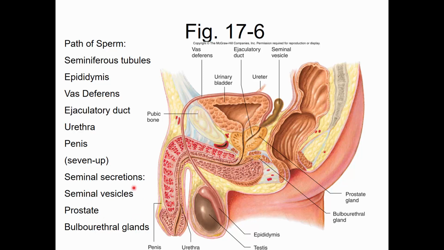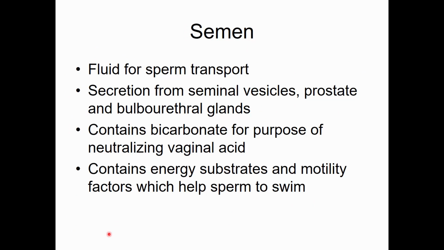And then seminal secretions, the seminal vesicles, the prostate gland, and the bulbourethral gland together are going to add the fluid to the gametes, so that fluid is called semen. So semen is the fluid for sperm transport. It comes from those seminal vesicles, prostate glands, and bulbourethral glands, which would all be examples of exocrine glands.